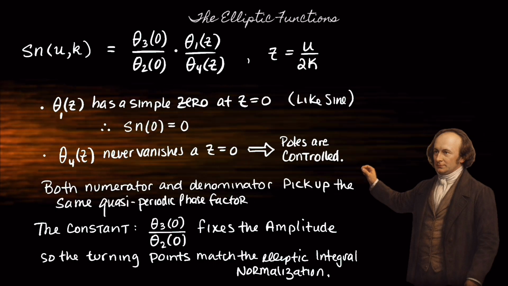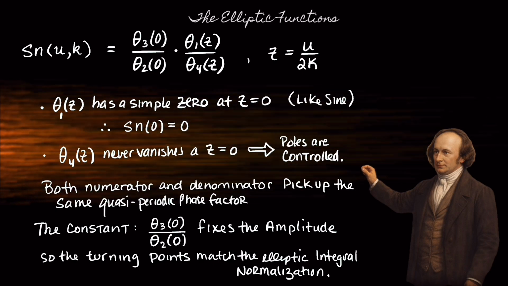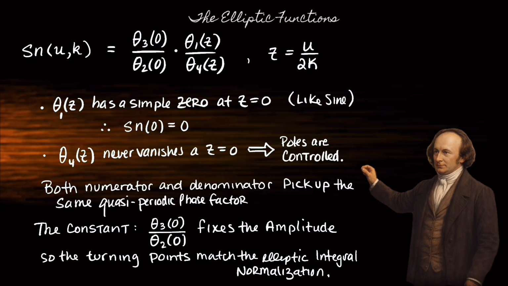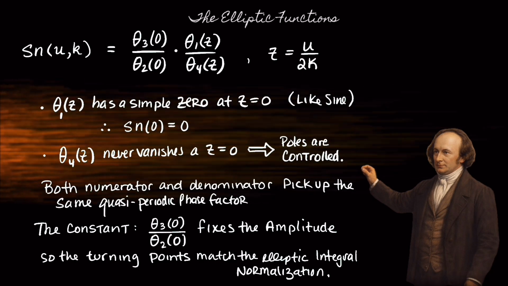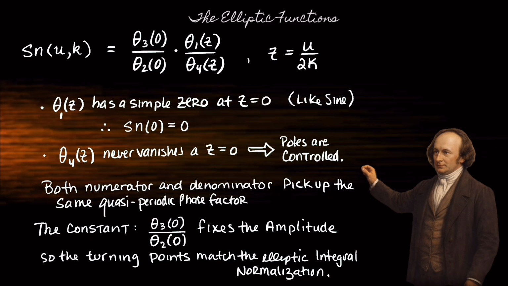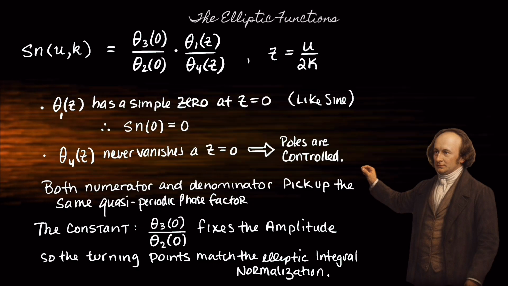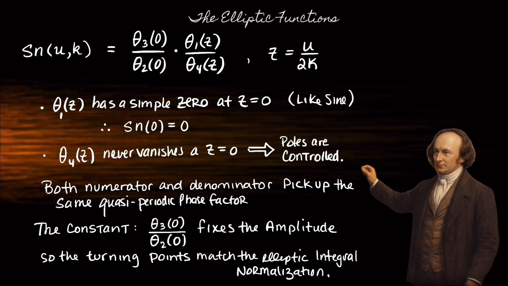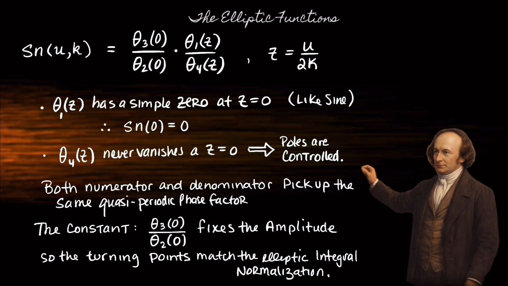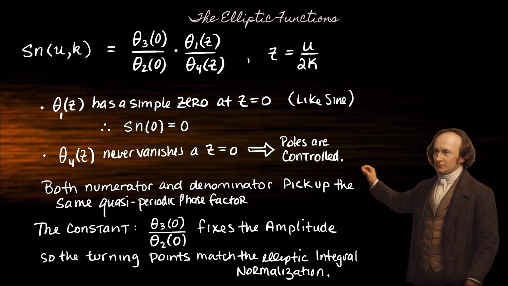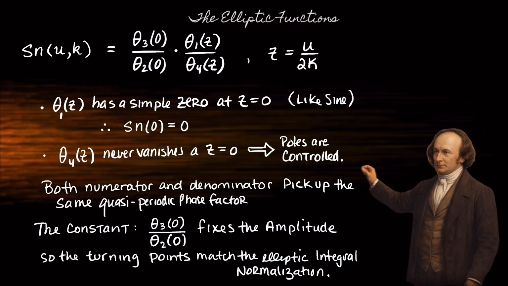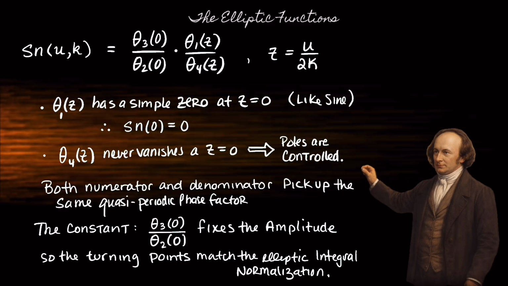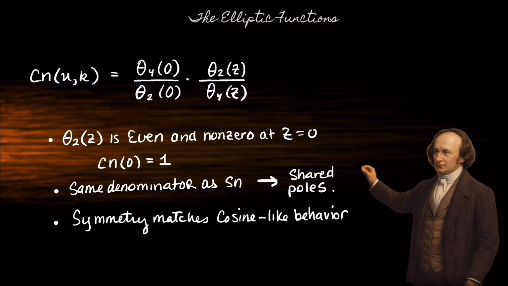So, constructing the sine elliptic function, sn of u, k, he takes the ratio theta 1 over theta 4 and normalizes it by the constants theta 3 and theta 2. And this gives a simple 0 at z equals 0, creating a sine-like behavior, and in this case the poles are controlled by the denominator. The numerator and denominator pick up the same quasi-periodic factor in the constants, which fixes the amplitude, so the turning points match the elliptical integral normalization. So everything is controlled by the theta function.